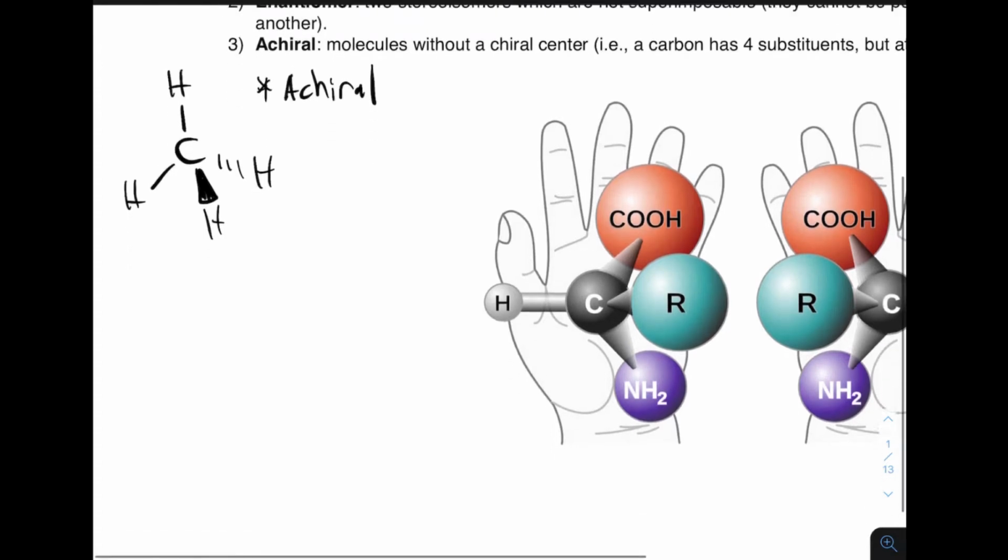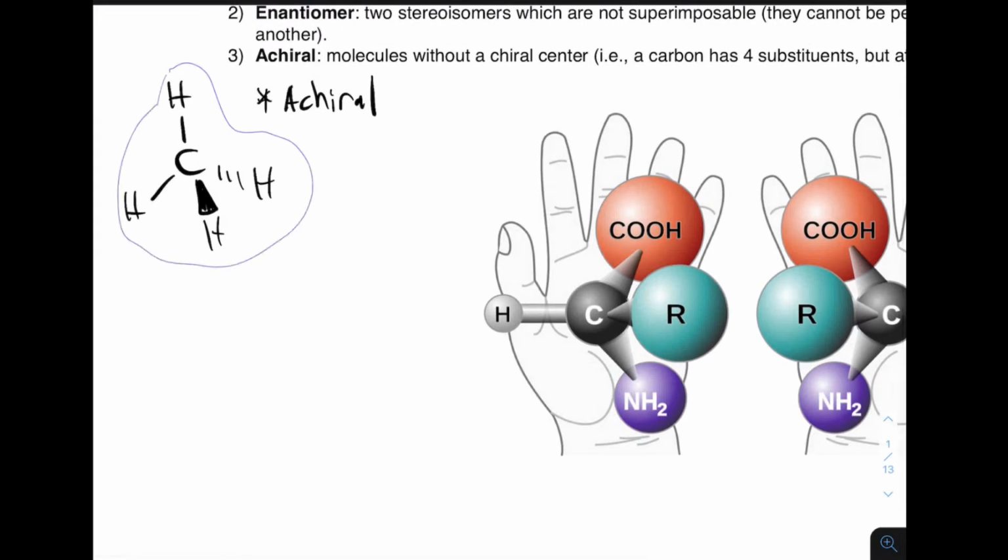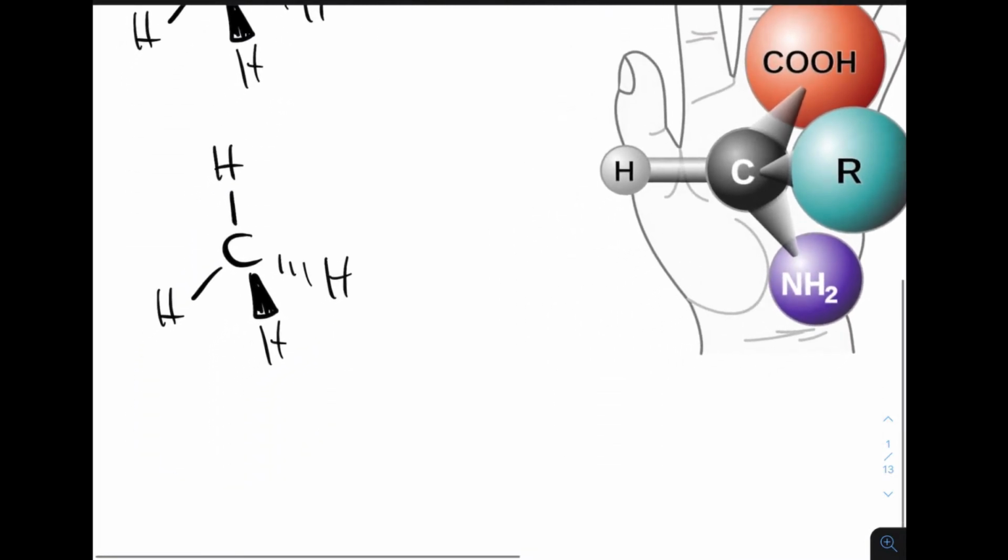So this is an achiral molecule. However, if we were to take the same exact bond structure, and now, instead of having all the same substituents, we have different substituents. So hydrogen here, CH3 here, bromine here, and chlorine here. Now we have 4 different substituents. So now this is a chiral carbon.